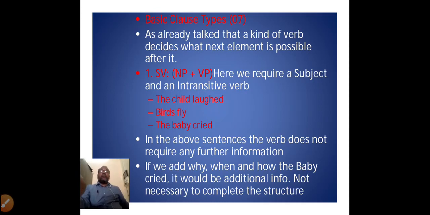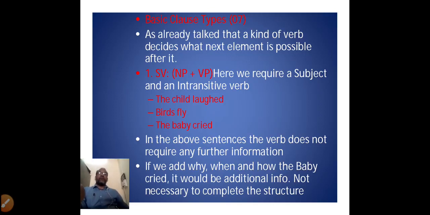As I already said, there are 7 basic clause types, and in the previous video I shared with you that it is the verb that decides the next element possible after it. The first type is SV, that is subject plus verb. Form wise, it's the combination of an NP with a VP. Here we require a subject and an intransitive verb.